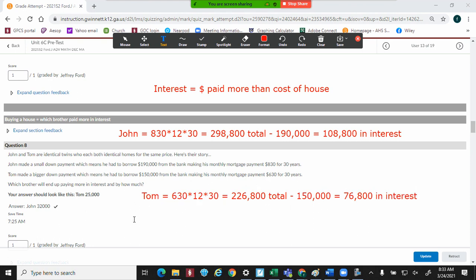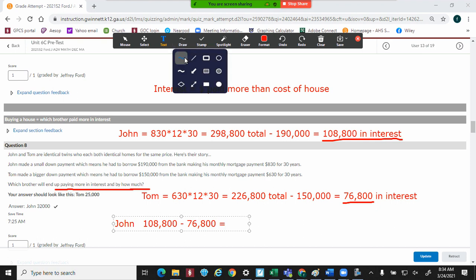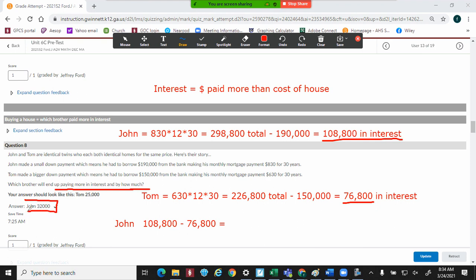So the question is, which brother ended up paying more in interest, and then by how much? So just by looking, 108,000 versus 76,000. So you would say John ended up paying more, and then very simply, all you got to do is find the difference. So a simple subtraction problem is going to figure this out. We do the math, and it went ahead and had the answer right here. John paid $32,000 more in interest.